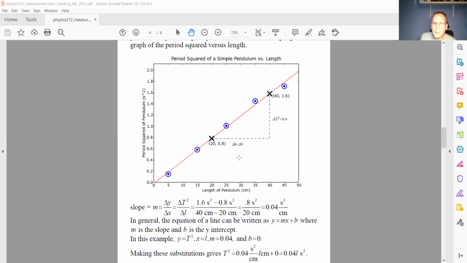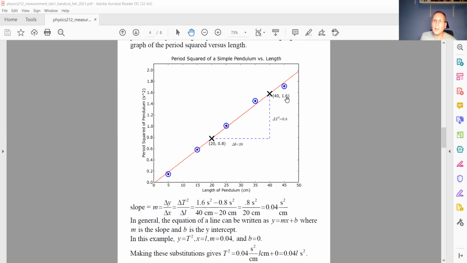So here, again, you don't have to worry about this. When you do this graph of period squared versus length, you're going to do a linear fit and it'll give you the slope value. Here, just for practice, I did it by hand. So I chose a point here, 20, 0.8. I chose a point here, 40, which is my length, and 1.6 is my period squared value.